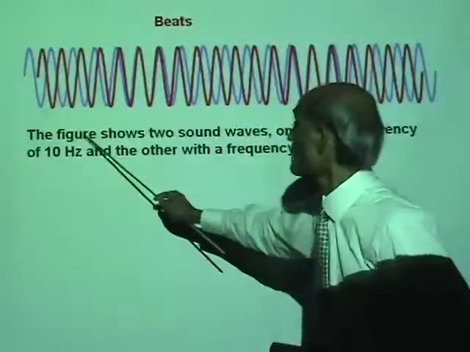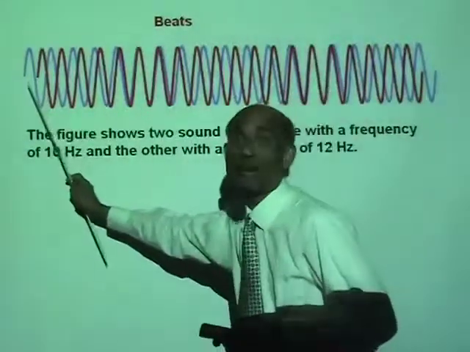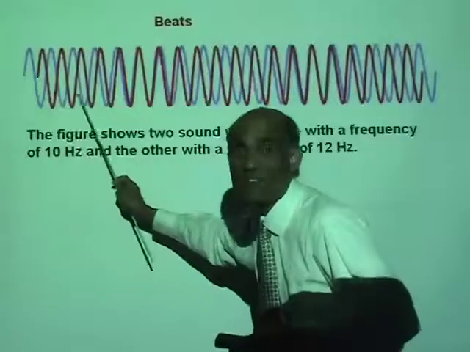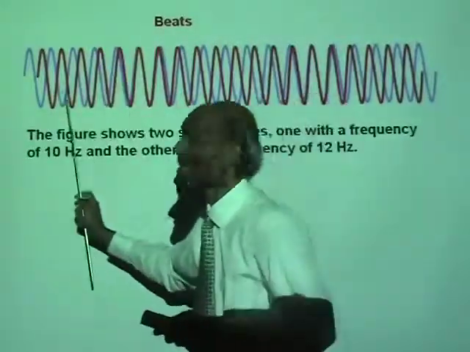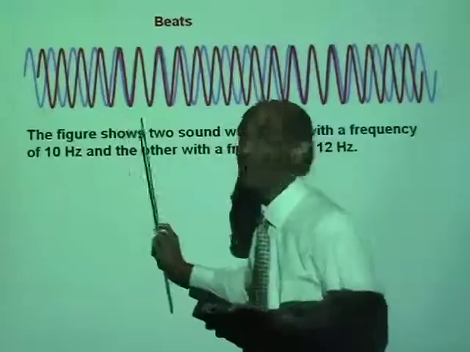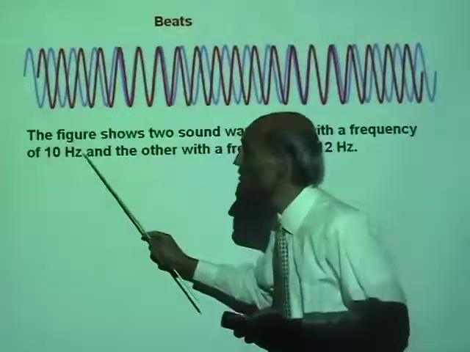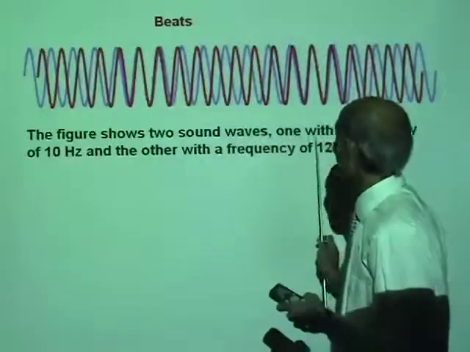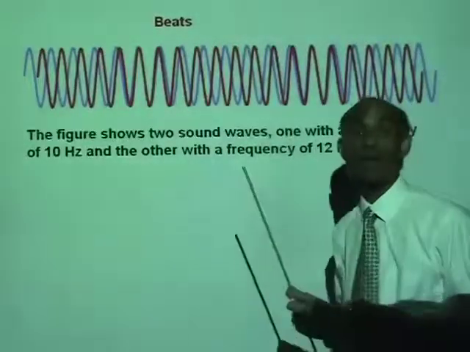Called beats. In fact, that is what I had actually demonstrated to you earlier. What is beats? Well, the figure shows two sound waves advancing in the same direction. What are the characteristics of these two sound waves? One has a frequency of 10 Hertz, the other has a frequency of 12 Hertz.